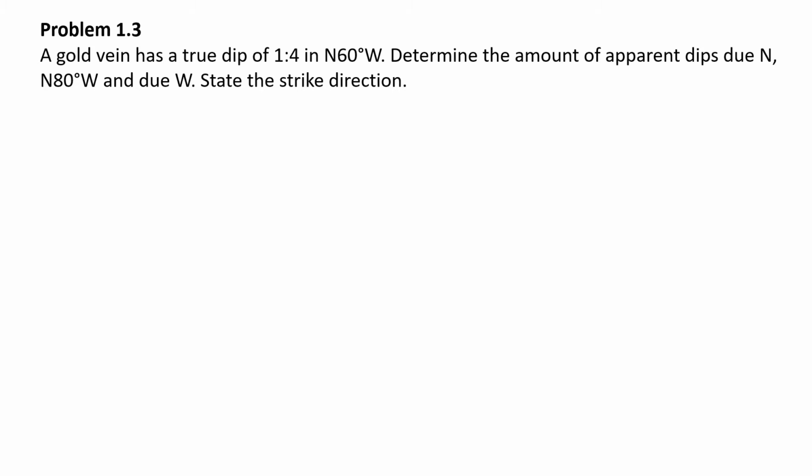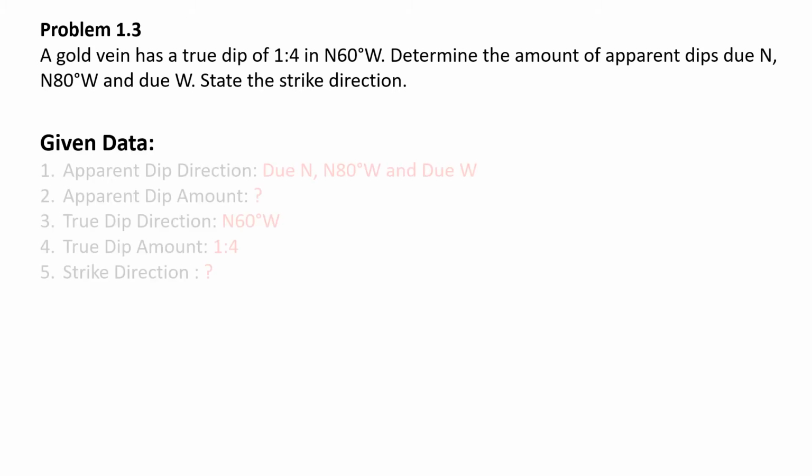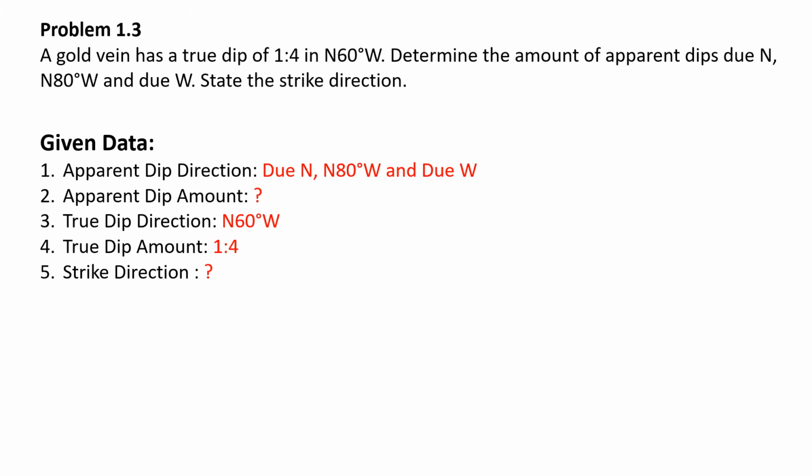Problem number 1.3 says that the gold vein has a true dip of 1 is to 4 in north 60 degrees west, and determine the amount of apparent dip in due north, north 80 west, and due west. Also state the strike direction. In the previous problem they gave only one apparent dip direction. Here they have given three apparent dip directions: due north, north 80 west, and due west.